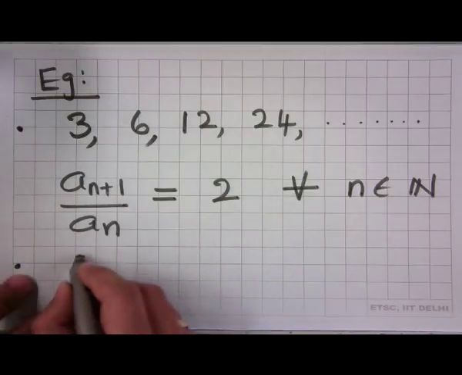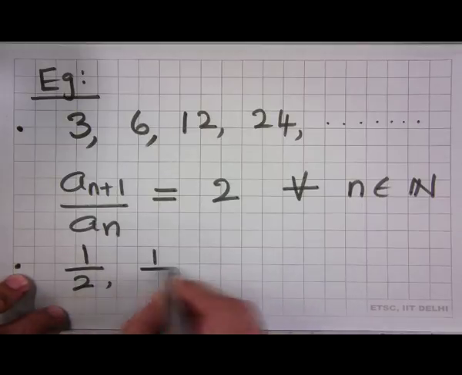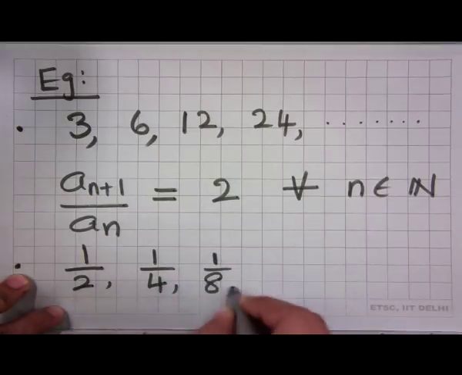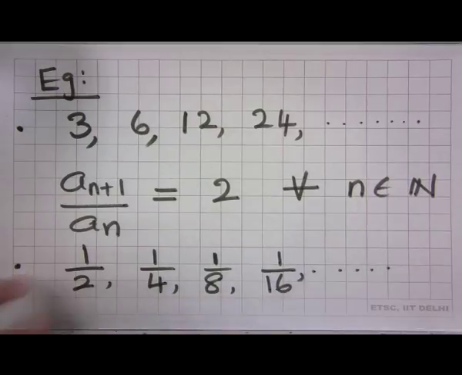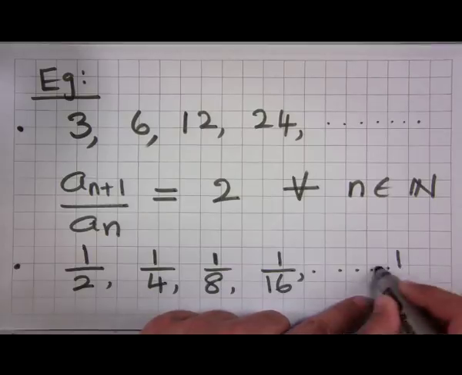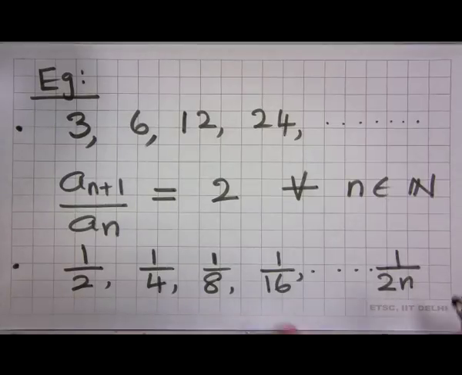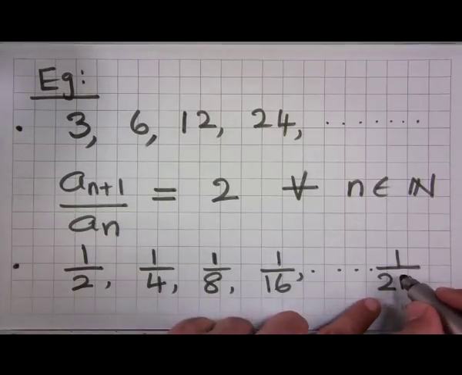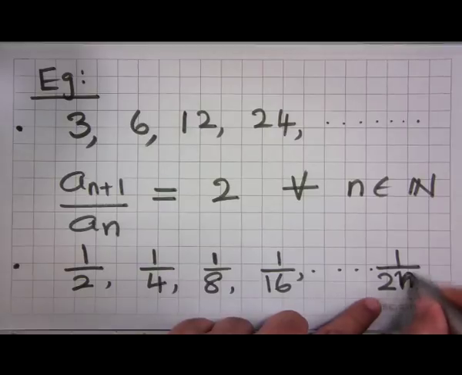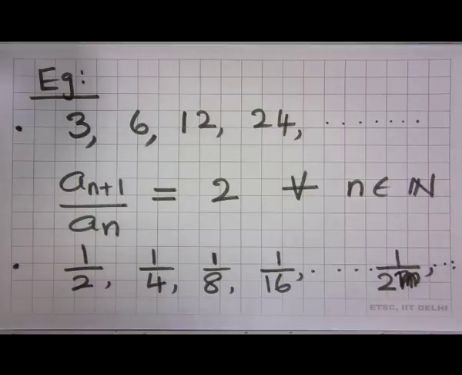Similarly, consider the sequence 1 by 2, 1 by 4, 1 by 8, 1 by 16, etc. Let me write a general term, 1 by 2 power n, etc. Here also you can see that the ratio of two successive terms remains constant.